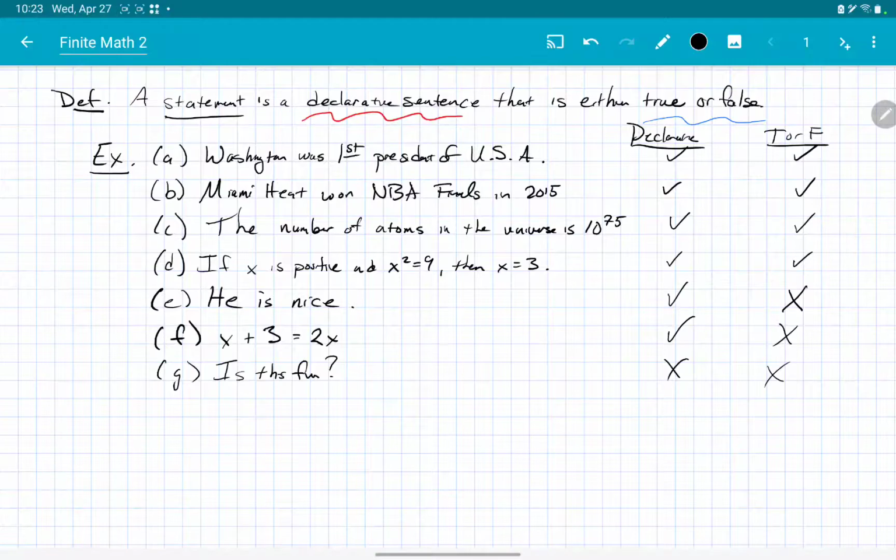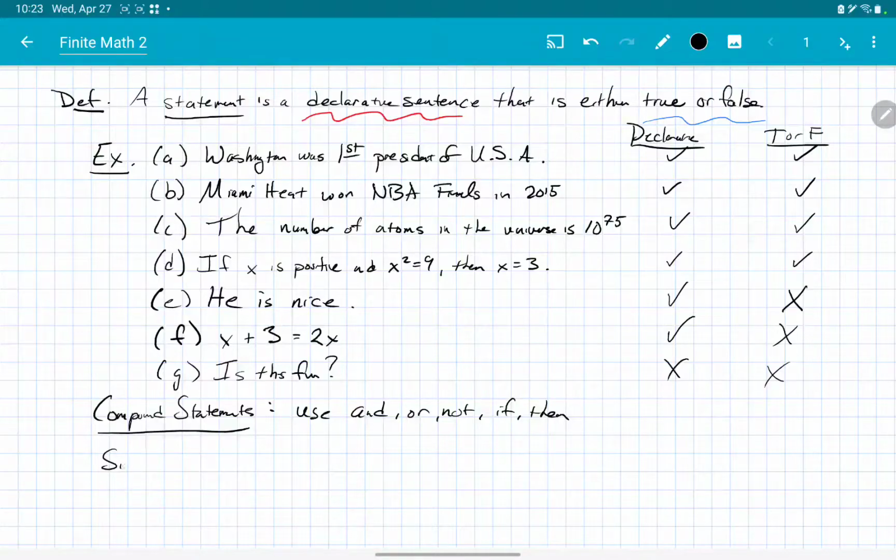Okay. All right, so we break down all statements into two types. Compound statements, and those use phrases like and, or, not, if, then. When a statement uses those words, it's a compound statement. And the other type are simple statements. And these do not use the above words. So we're going to define simple statements as ones that don't use these words.